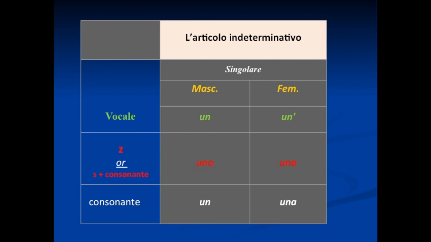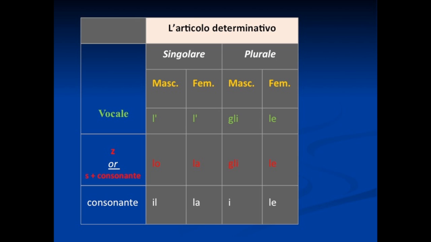Okay, al prossimo. L'articolo determinativo, so the definite article. Here we see that if it begins with a vowel and it's singular, we use the L apostrofo for maschile, and also an L apostrofo for femminile as well. So this would be amico in the masculine, amica in the feminine.